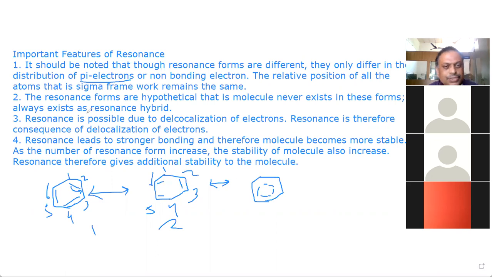And four, resonance leads to stronger bonding and therefore the molecule becomes more stable. It gives stronger bonding, and that's why molecules become more stable. In compounds where resonance exists, these compounds are more stable. And as the number of resonance forms increases, the stability of molecules also increases. This is important. The stability of molecules increases.